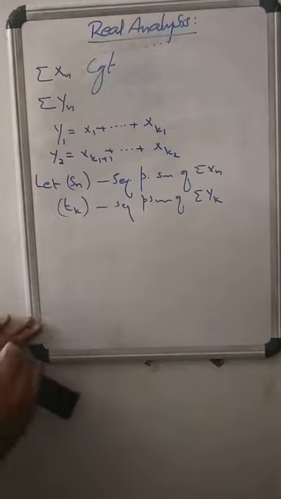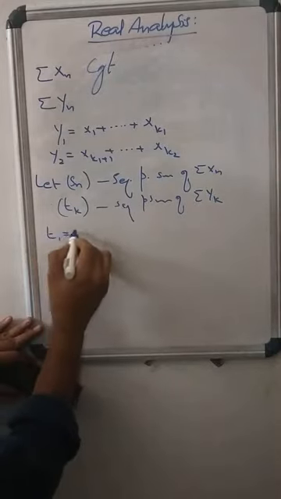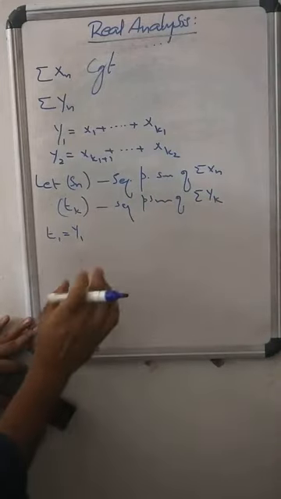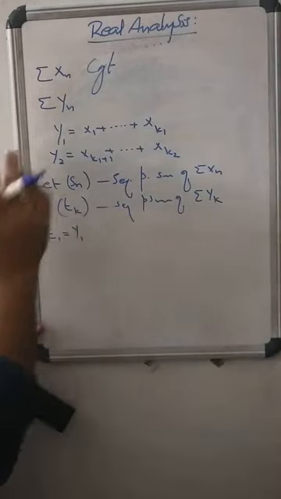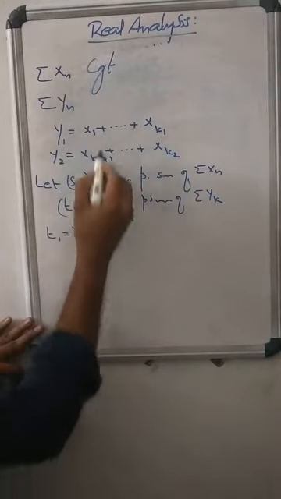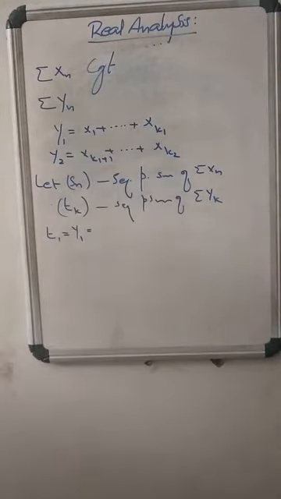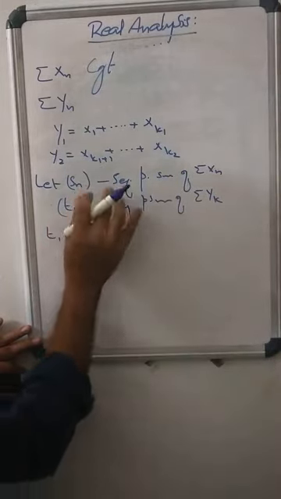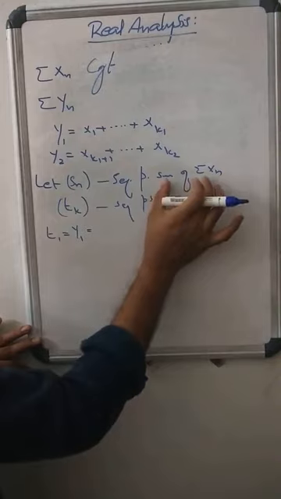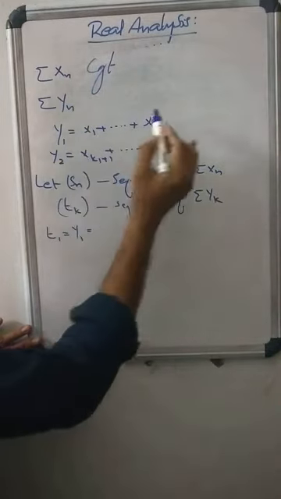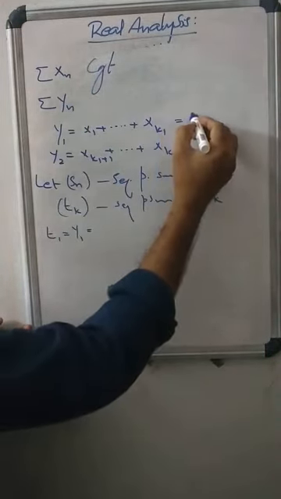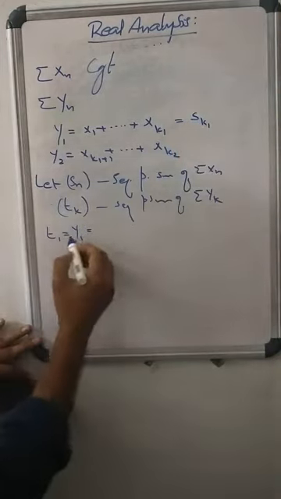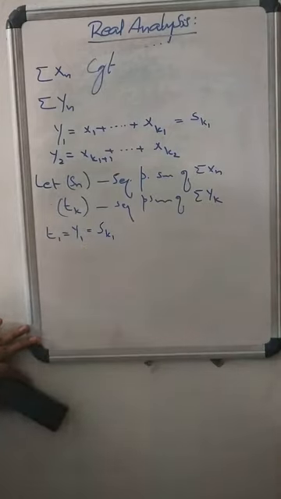Then what is T1? T1 equals y1. So what is y1? y1 is x1 plus x2 plus, etc., plus x_k1. But Sn is the sequence of partial sums of sigma xn, so y1 is S_k1. Clear? So T1 equals y1 equals S_k1.